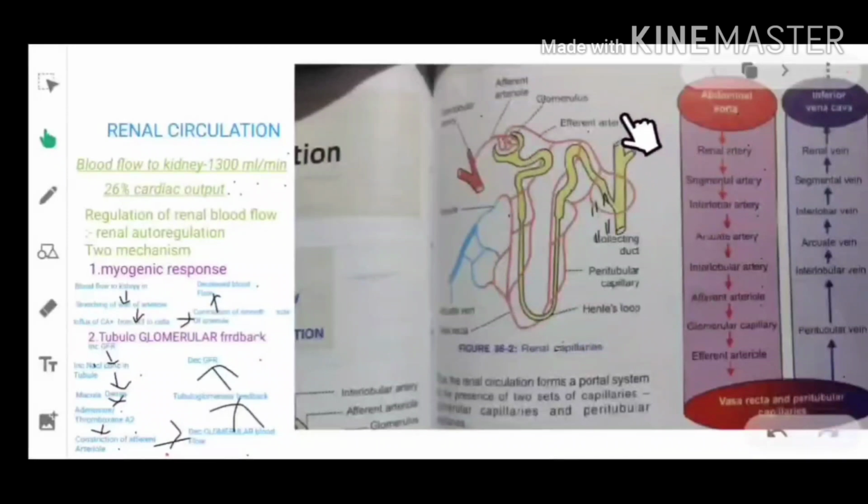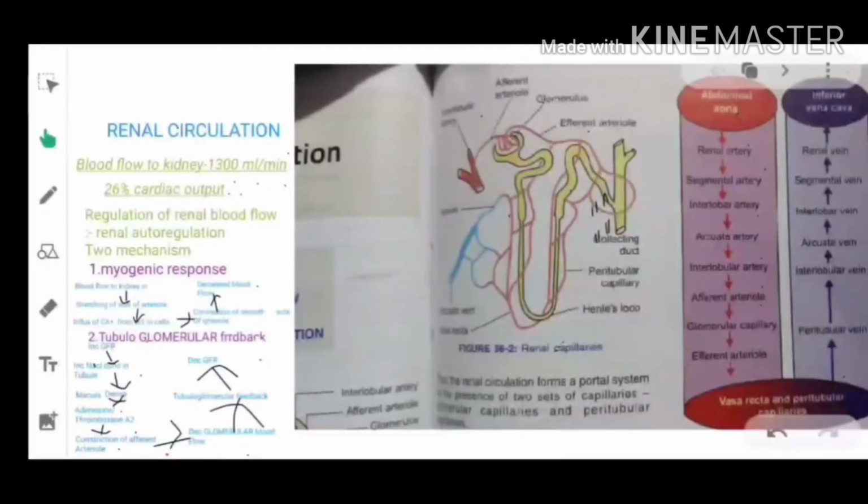This is a diagram representing the interlobular artery, after which blood goes into the afferent arteriole, then glomerulus, then efferent arteriole, after which blood goes either into the peritubular capillary or vasa recta, and then it goes into the vein. First the peritubular vein, then interlobular vein, then arcuate vein, then interlobar vein, then segmental vein, and then renal vein, and finally into the inferior vena cava.